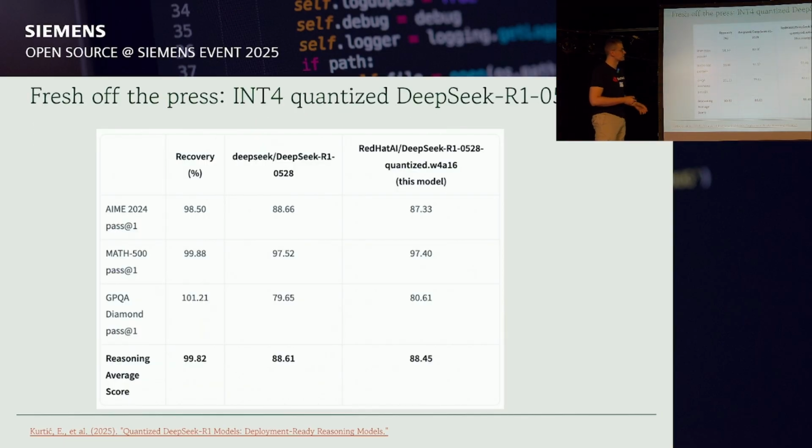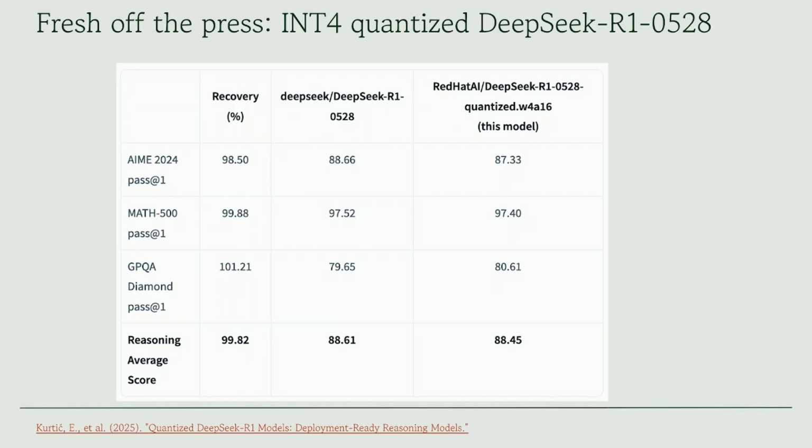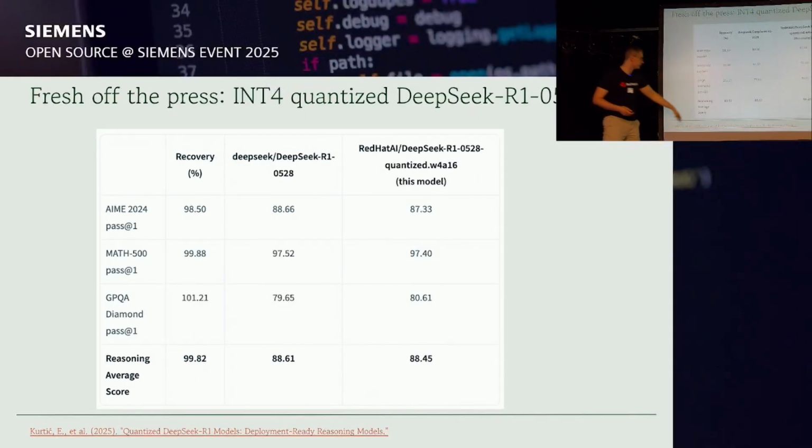This is a fresh result from last week. Last week DeepSeek released a new version of the R1 model, which is a 670 billion size model, which can do reasoning close to the modern closed source models like O3, like Claude and so on. And we did the quantization to int4 and got an average recovery score of 99.82%, a model which is very, very close to the unquantized baseline, by just doing the standard LLM Compressor quantization.